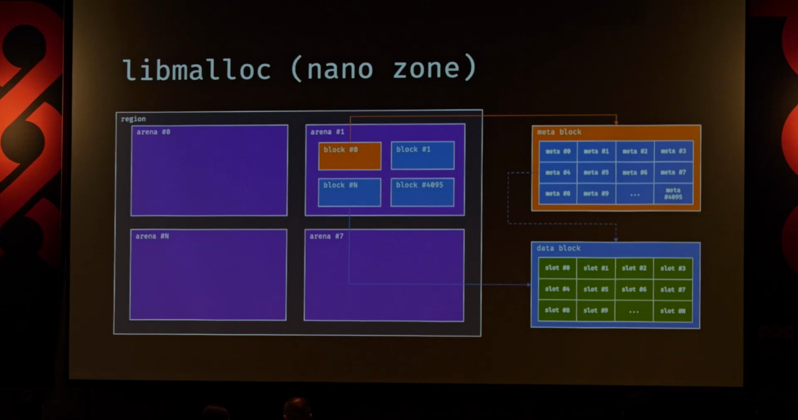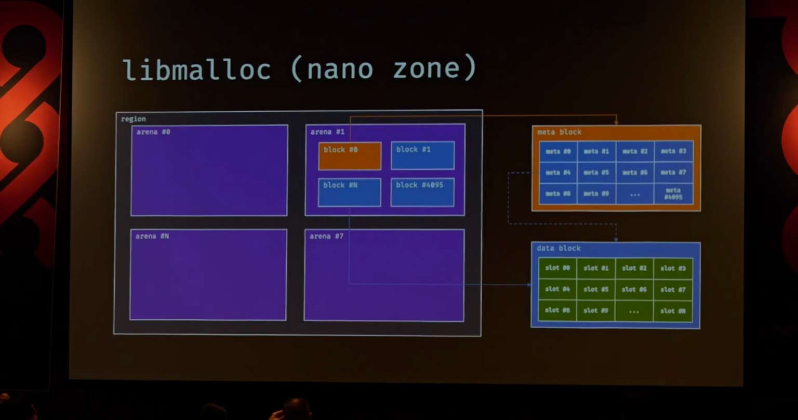For the first challenge, Apple's open source libmalloc implementation provides the solution, and we analyze its internals. Libmalloc uses zones for allocation strategies, with nanozone handling small size allocations. Nanozone pre-allocates a 512 megabyte region divided into 8 arenas, each of 64 megabytes. Each arena splits into 4,096 blocks, each of 16 kilobytes. It's just one page size in Apple.